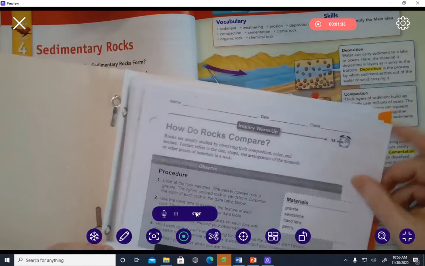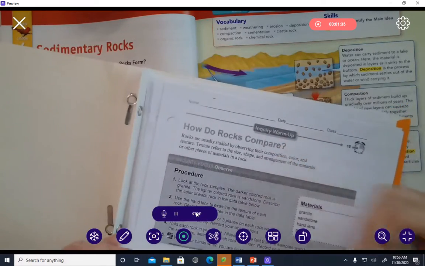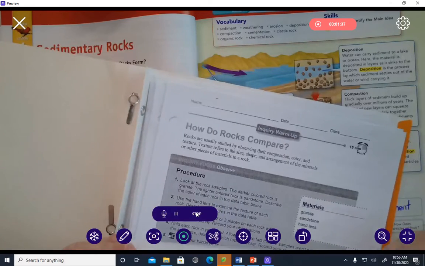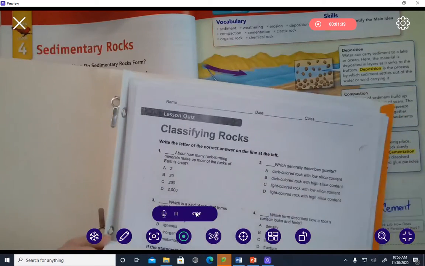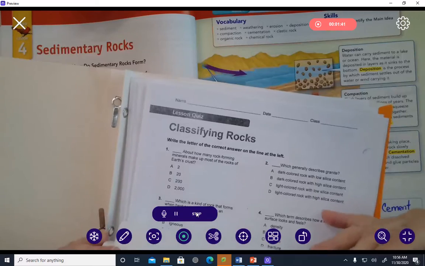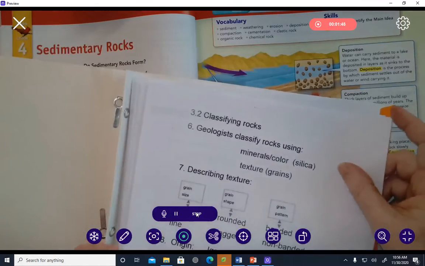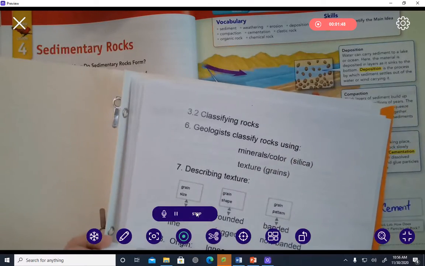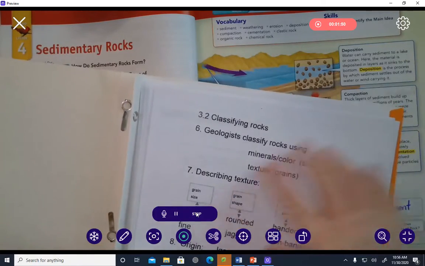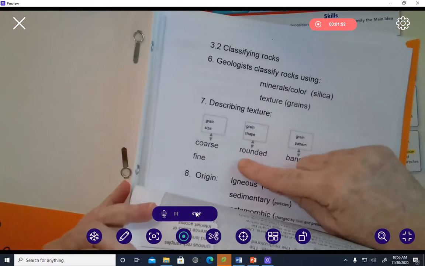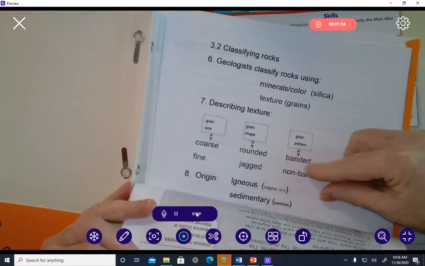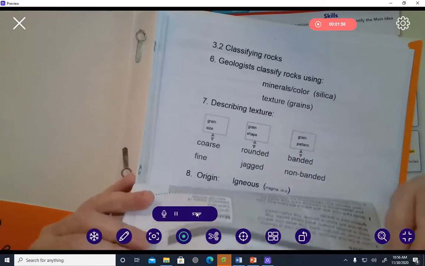Then we went on to rocks, and we did a little how do rocks compare with each other. We did the lesson quiz paper on classifying rocks. Once again, that was open book, but you could have used that and your classifying rocks notes. Remember when we found that primarily we describe rocks using coarse and fine, rounded, jagged, banded, and not banded.